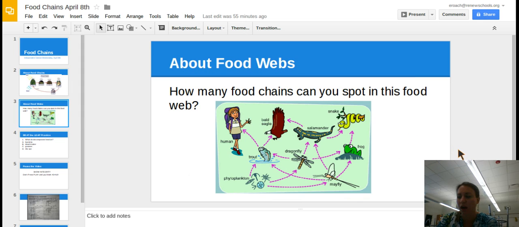Food webs are a combination of two or more food chains. Take a minute and look at this food web. About how many food chains do you spot in this food web? I'm already thinking that they have to start with some sort of plant. Well, I don't see anything green here, so this phytoplankton must be something that lives in the water, because I see fish here. That's kind of like a plant.